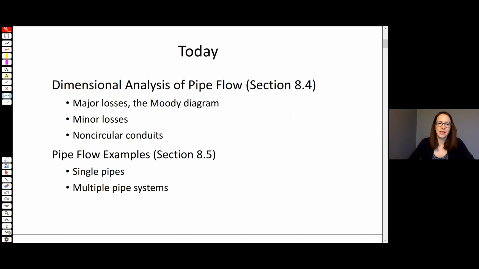Okay, so talking today about major and minor losses, and then we'll look at a couple of examples, single pipes, multi-pipe systems. I've got non-circular conduits here in the menu for today, but I'll probably just barely have time to squeeze everything else in, so I'm going to let you read about that in the book if you're interested, and I promise not to give any problems with non-circular conduits.